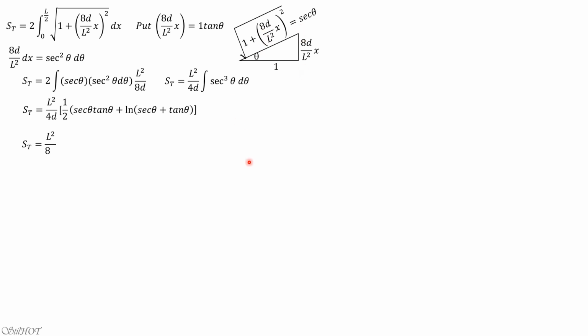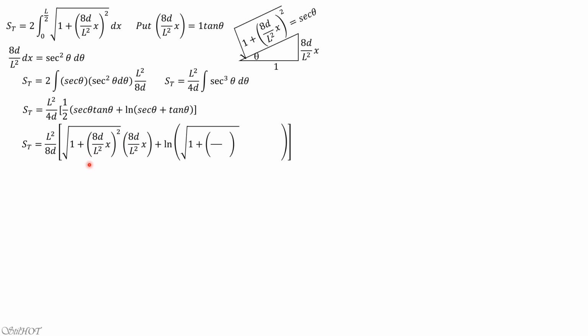So S total equals L squared over 8D, quantity secant theta, which is the square root of 1 plus quantity 8D over L squared x squared over 1. So it's still the square root of 1 plus 8D over L squared x quantity squared. While tangent theta is opposite over adjacent, because adjacent is 1, so it is just the opposite. And plus ln, so we simply copy these terms but break the plus into two terms.